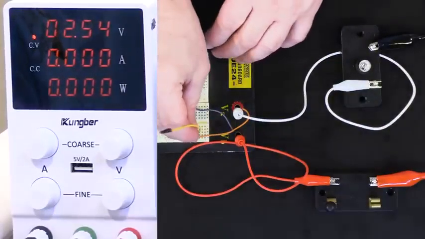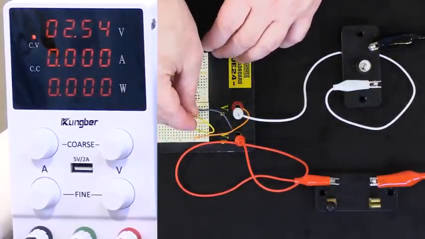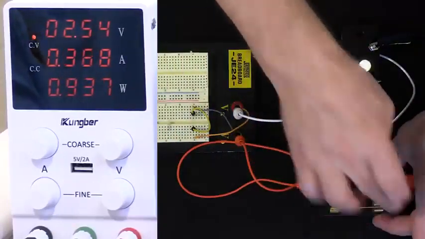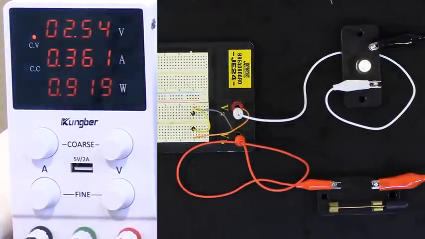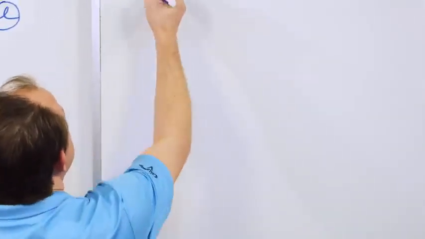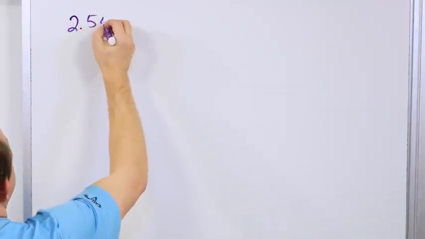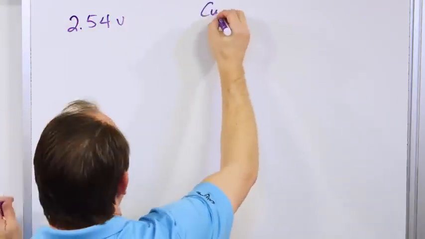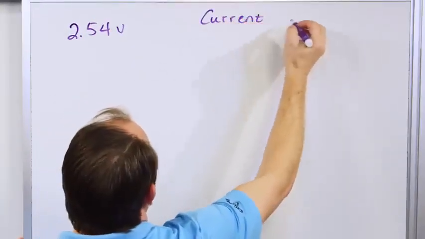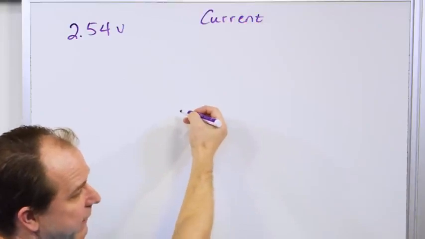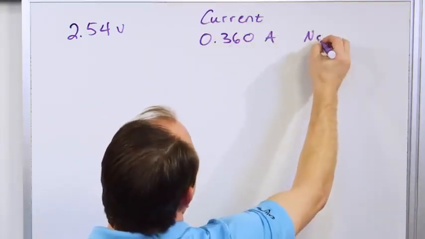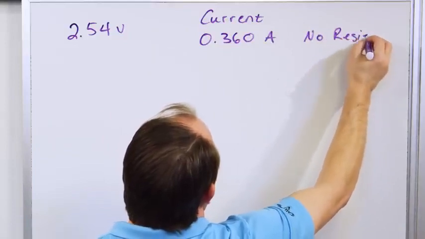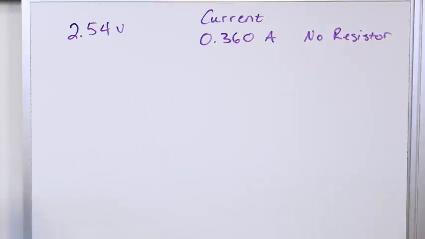Let's see if we can look at the current values. So when there was no resistance, we turned it on. We had 2.54 volts, we had 0.361 amps. So let's go ahead and write this down. It's 2.54 volts, and the current with no resistance was 0.360 amps, no resistance. Or no resistor in the circuit, all right?